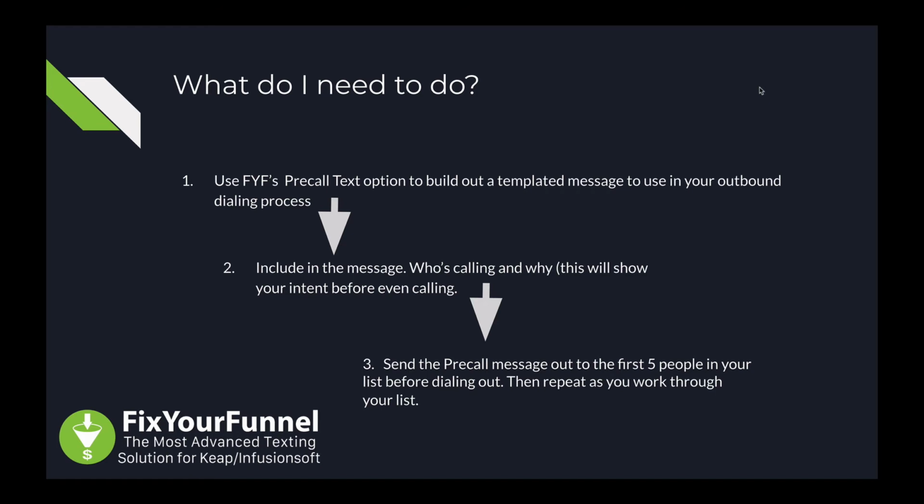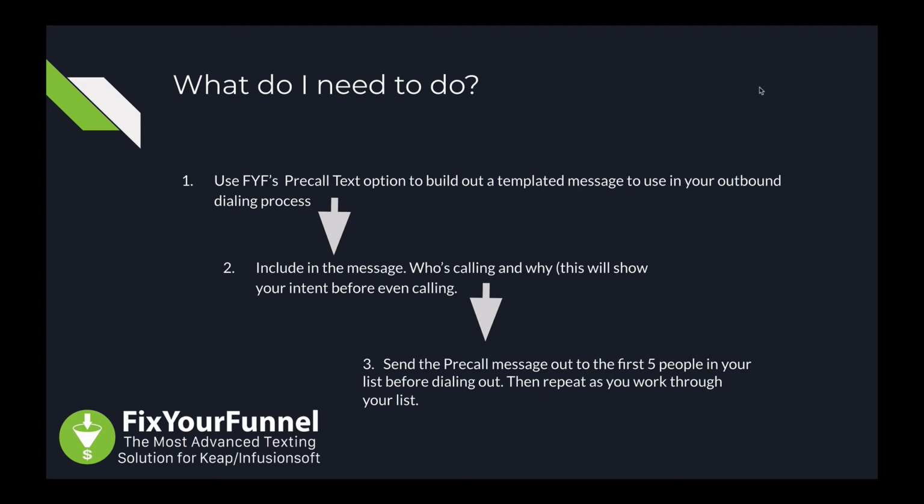The other part of this process: we've used the Fix Your Funnel pre-call option, we've created our template with who's calling and why, and we've got the open-ended question there. Now, you can take it or leave it and do it how you prefer, but this is what I've personally seen work best. When I'm working with a list, I'll go through, let's say, the first 5 or 6 people in that list, and I'll send the pre-call text to all 5 of those, because you're going to have some delay with people actually responding. So I want to send it to the first 5 people and then begin working through that process.